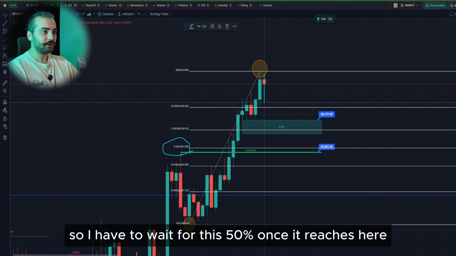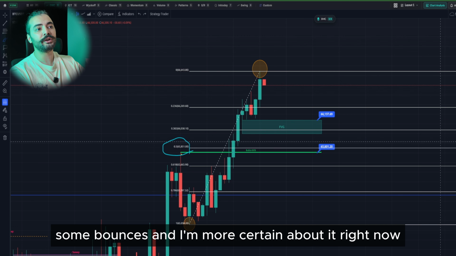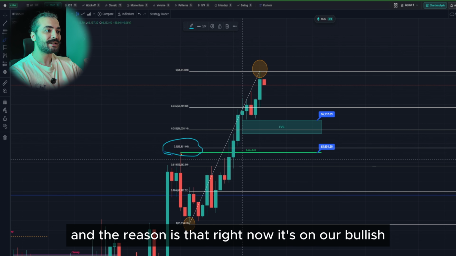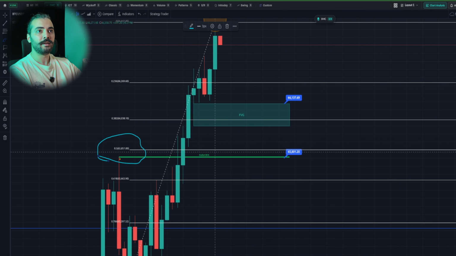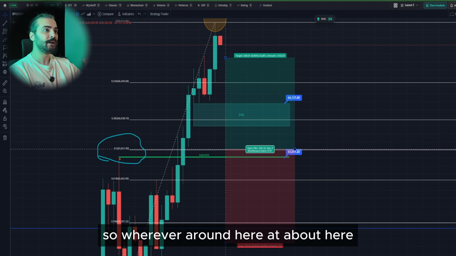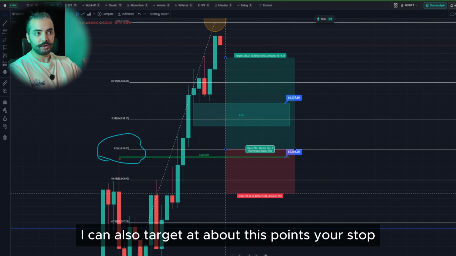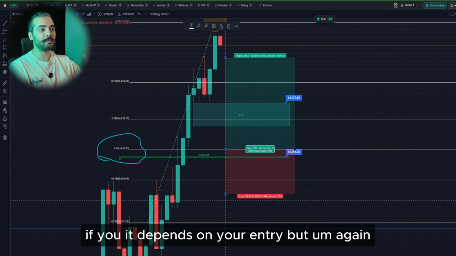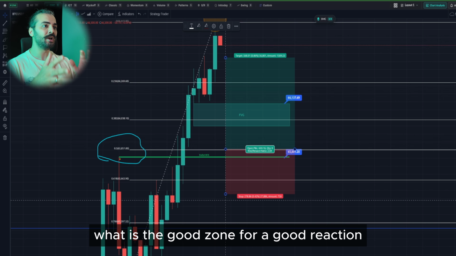Once it reaches here, it's gonna have some moves, some bounces. And I'm more certain about it right now, about this 50% zone. And the reason is that right now it's on our bullish, the green line, the bullish BOS line, okay? That's why it can give me a nice long position. So wherever around here, at about here, I can also target at about these points. Your stop depends on you. If you're doing a high risk, it depends on your entry. But again, this is just showing you what is the good zone for a good reaction.